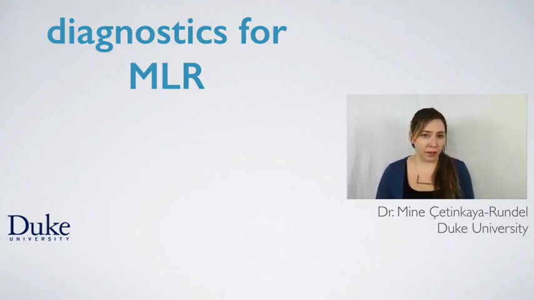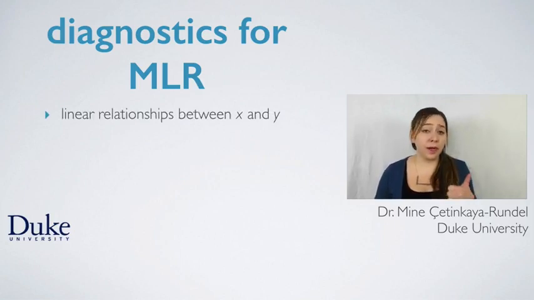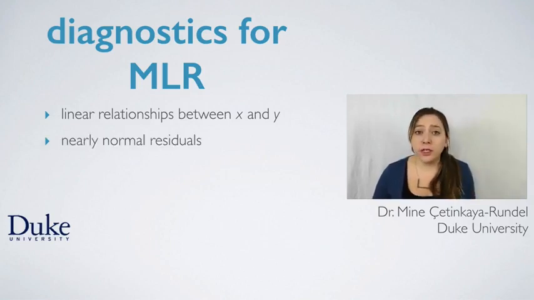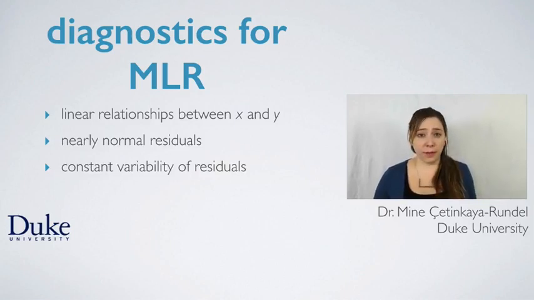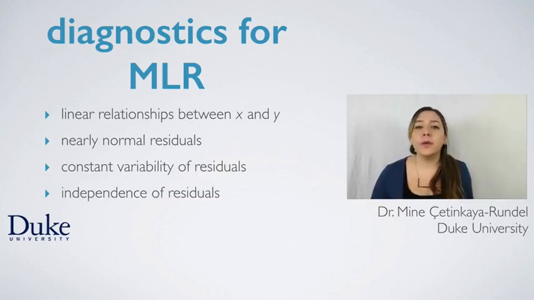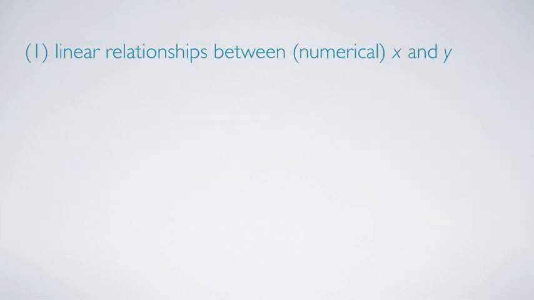model to be valid. These conditions are that we need linear relationships between our numerical explanatory variables and our response variable. Our residuals need to be nearly normally distributed. We want constant variability of residuals, and we also want independence of residuals, which basically speaks to independence of the observations in our sample.